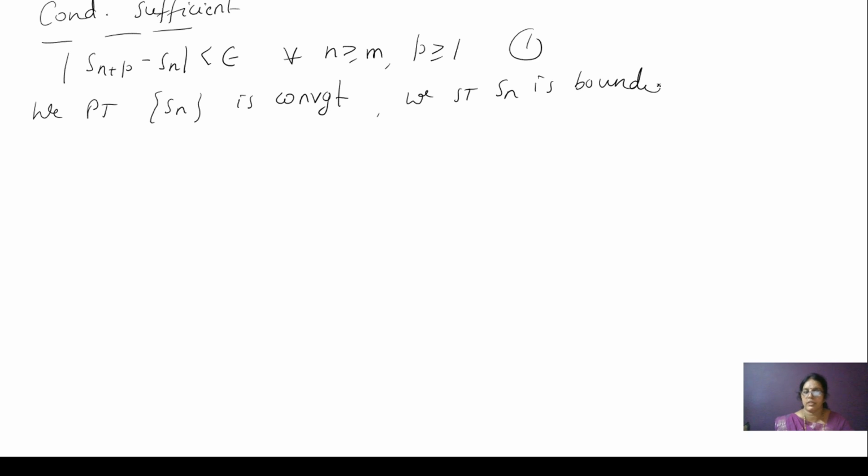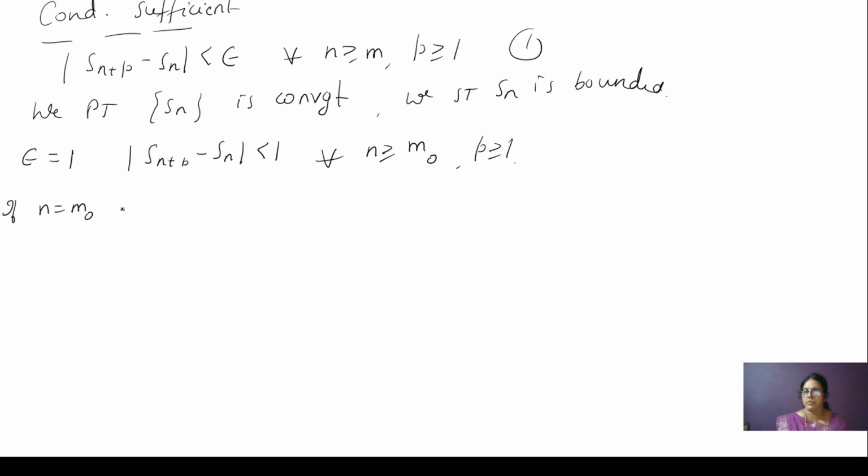Therefore, to prove that it is convergent, we show that Sn is bounded. So for that, first we assume epsilon equal to 1. Let us take epsilon equal to 1. Then, from this expression, modulus of Sn plus p minus Sn is less than 1 for every n greater than or equal to some m naught, and p greater than or equal to 1. So what happens if n is equal to m naught?